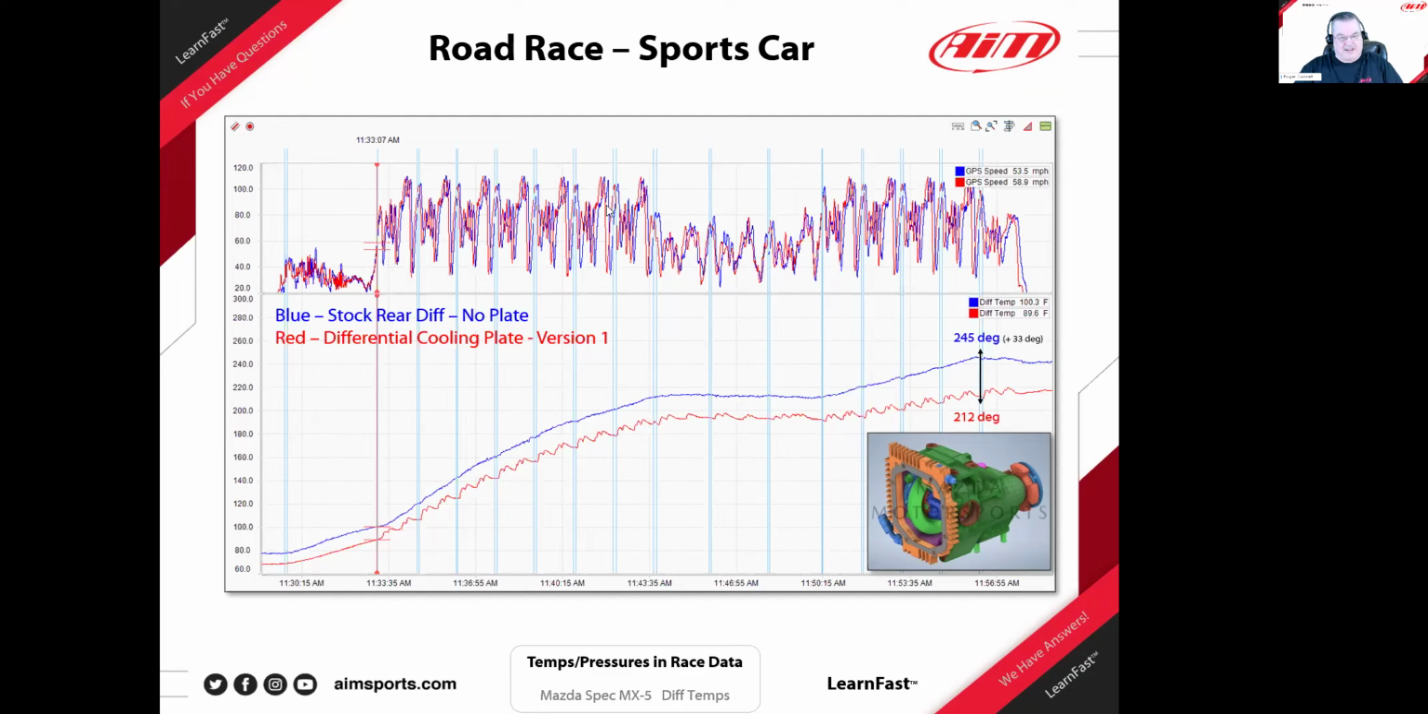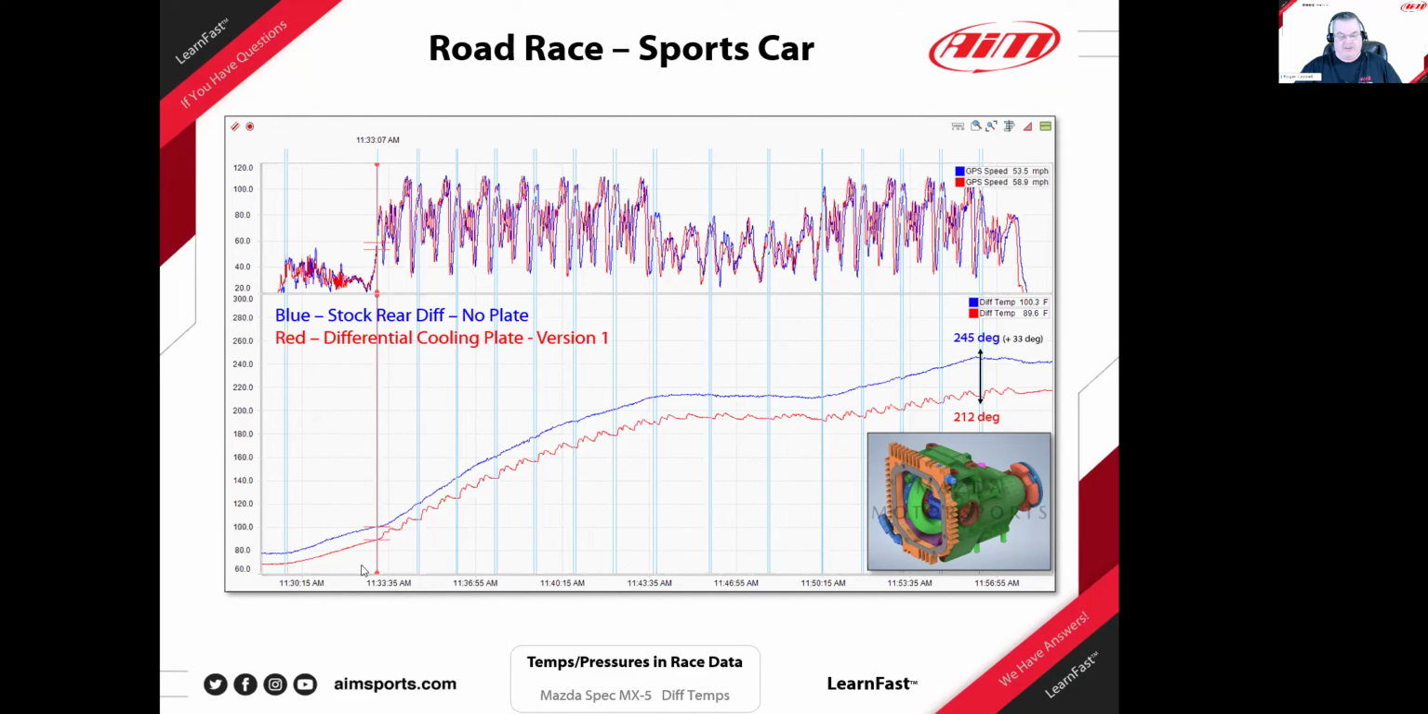So that's why you see that it's not perfectly aligned. It's actually aligned at the exact time and where the car was. But two cars. One of them, the blue line here, was stock. The cover bolted right to the housing, and just standard, right? And here's the temperature throughout the entire run. And then the red line here had what they're calling version 1 of the plate. It was their very first prototype, and they bolted it on.